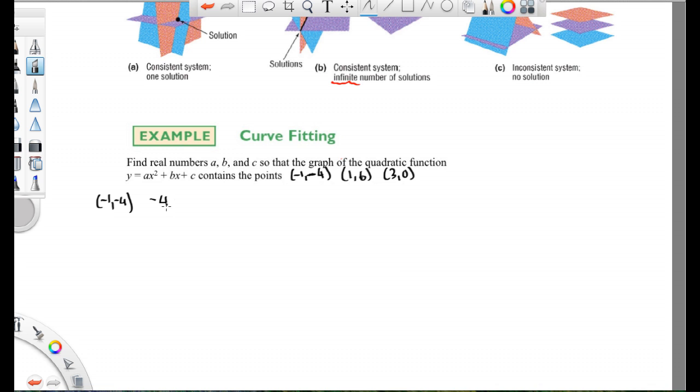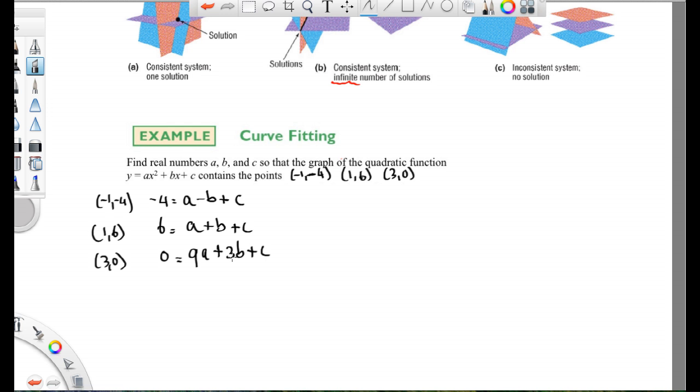So that means the y is -4, -1 squared is 1, plus -1 times b is -b. That's sort of ugly, so let's just write that as minus b plus c. If I use 1, 6, then the y value that I have is 6. 1 squared is 1, 1 times b is b, and just 1c again. And then the last one, 3, 0. You get 0 over here. So 3 squared is 9, 9a, 3 times b is 3b plus c.